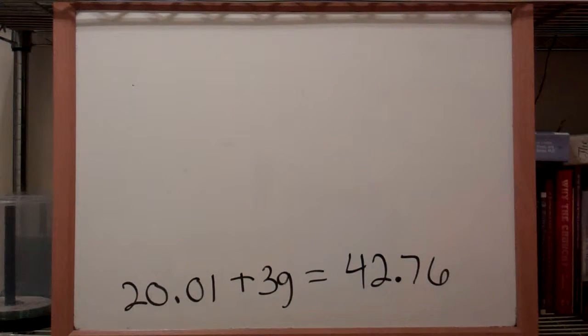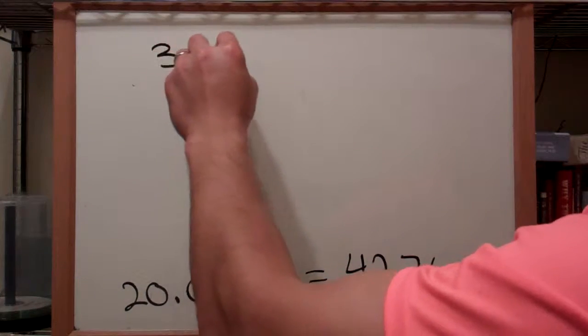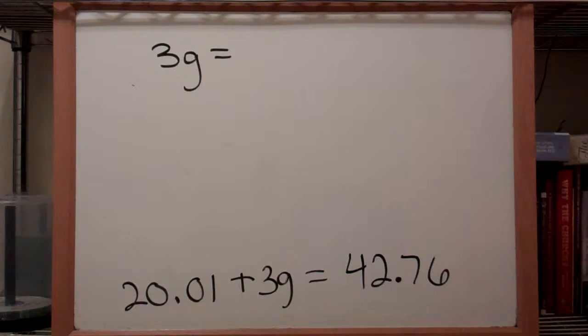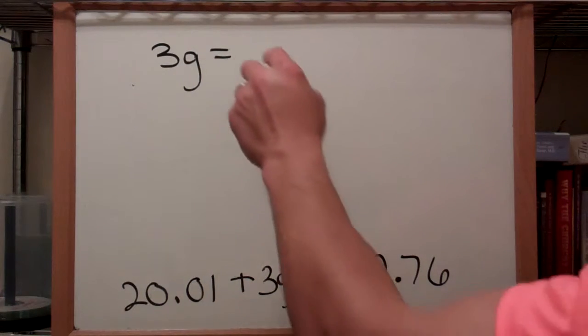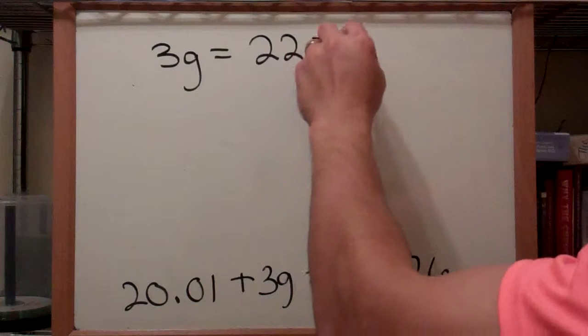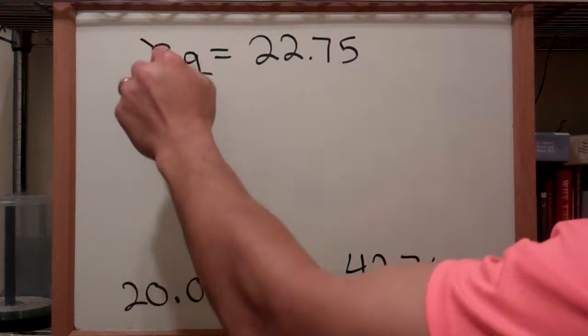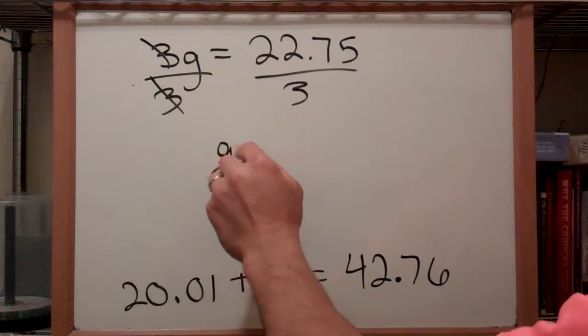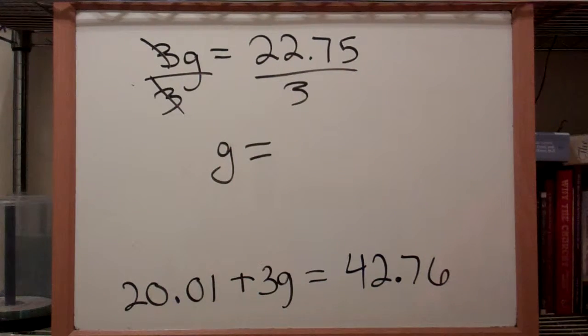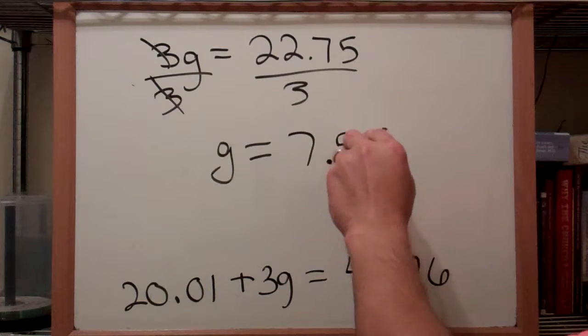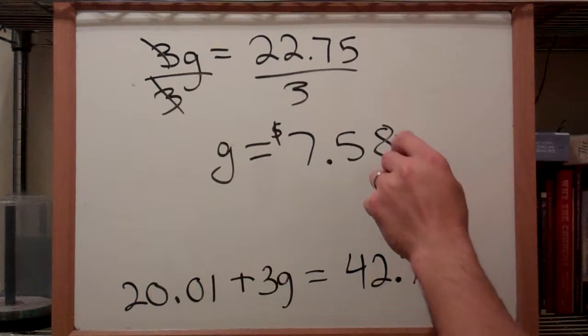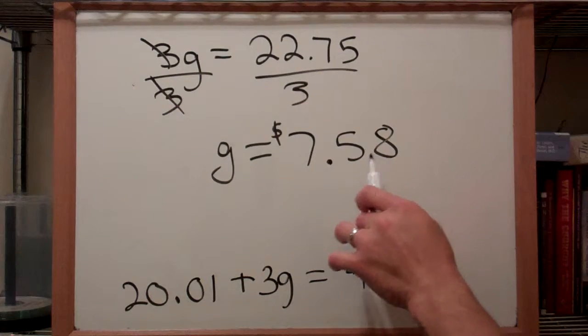And now we can continue to solve for G, by subtracting the 20.01 from both sides. So we'd have 3G equals 42.76 minus the 20.01. So let's do that real quick. That would be $22.75. And then the last step is divide both sides by 3. So G equals $7.58 if we round. There's a repeating 3 here that happens, so we're just going to keep the 8 there.